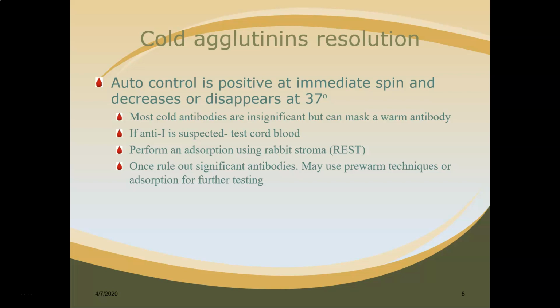Then once we've ruled out that there are significant antibodies, we can use a pre-warm technique, and that's just what it sounds like. We warm up the red cells, we warm up the plasma, we warm up all of our reagents, and if the cold agglutinin is strong enough, we're actually going to wash it with 37-degree saline. So that's how we kind of get rid of these things. The most important thing to remember here is that we have to make sure that we rule out significant antibodies before we just make these cold antibodies go away.